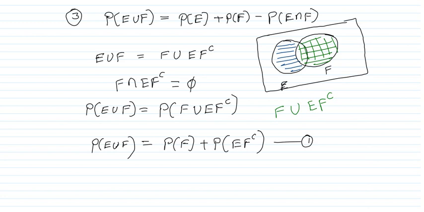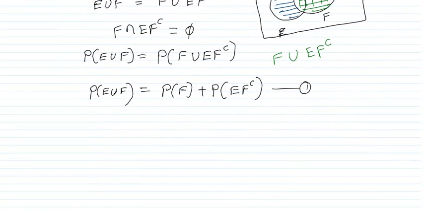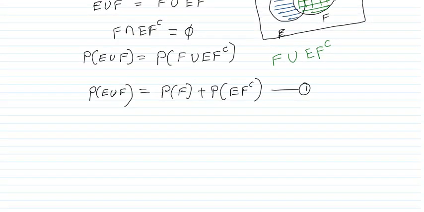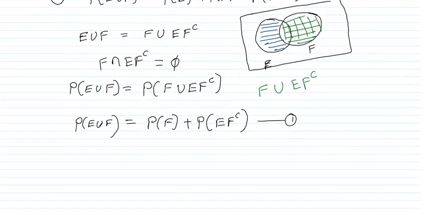Next, now we have a trouble here. We have E intersection with F complement, but what we are expecting here is P of E minus P of E intersection F. So now let us try to express E in terms of F. Can you express E in terms of happening or non-happening of F?